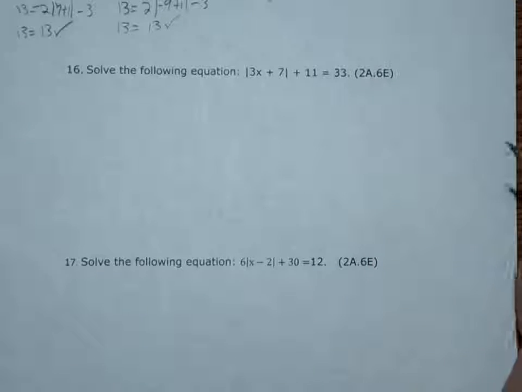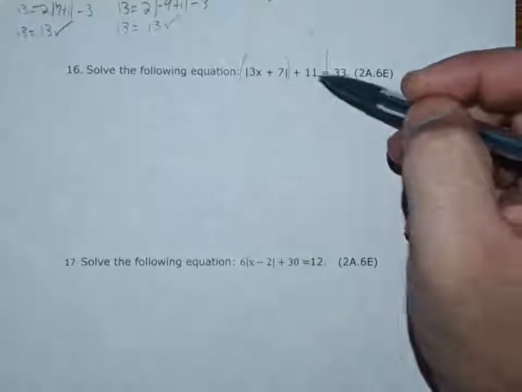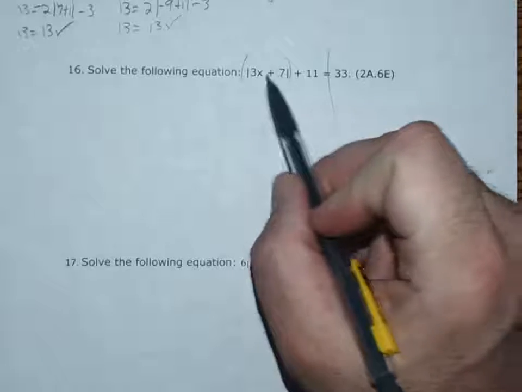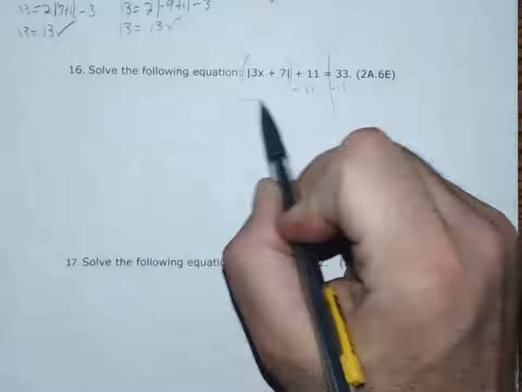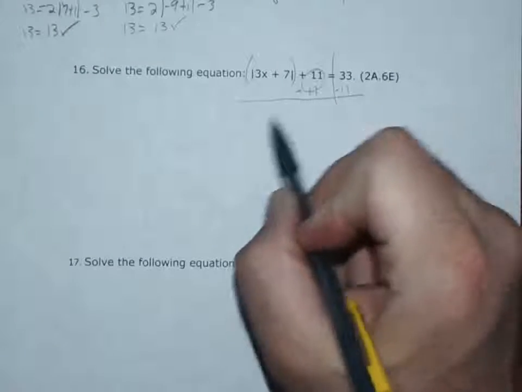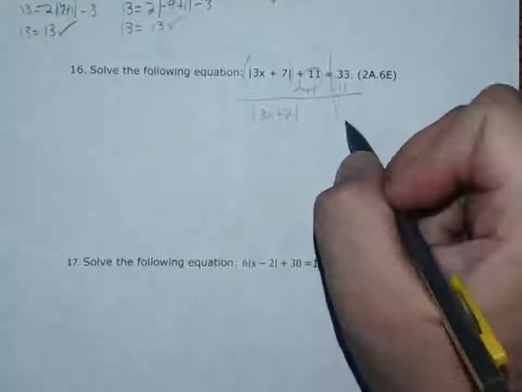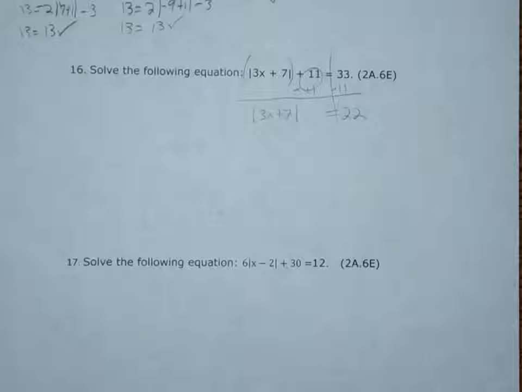Once again, much like problem 15, I've noticed that outside of my bars, which are on the left side, there is a number that I've got to get rid of before I can do anything with the bars. So the first thing I'm going to do is subtract 11 from both sides. That gives me the absolute value of 3x plus 7 on the left, and on the right, that gives me 22.